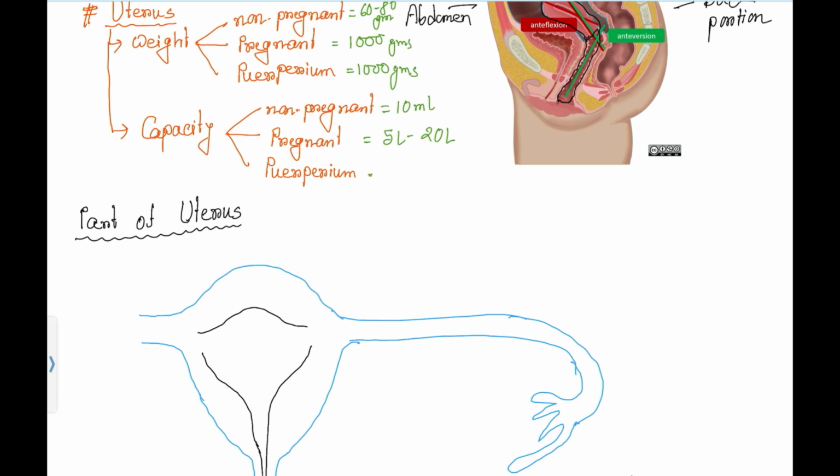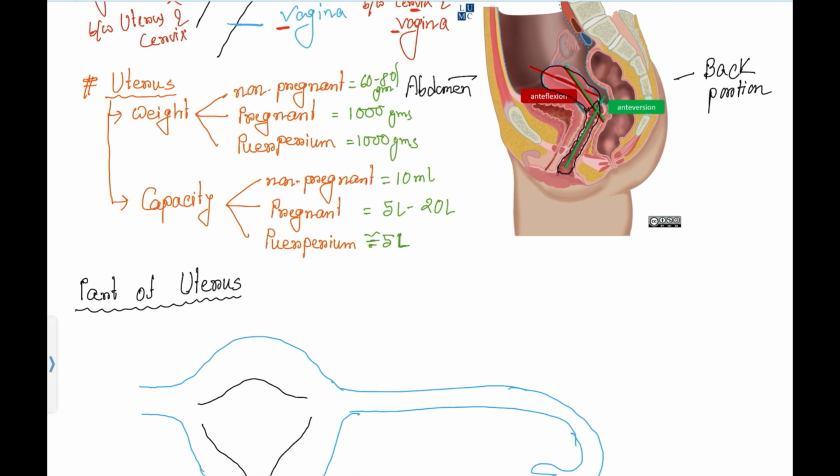And in the puerperium period, it is slowly reducing, and the capacity will be approximately 5 liters. Okay, so you have to remember these things: the weight and capacity of the uterus in the non-pregnant stage, in the pregnant stage, and in the puerperium stage.